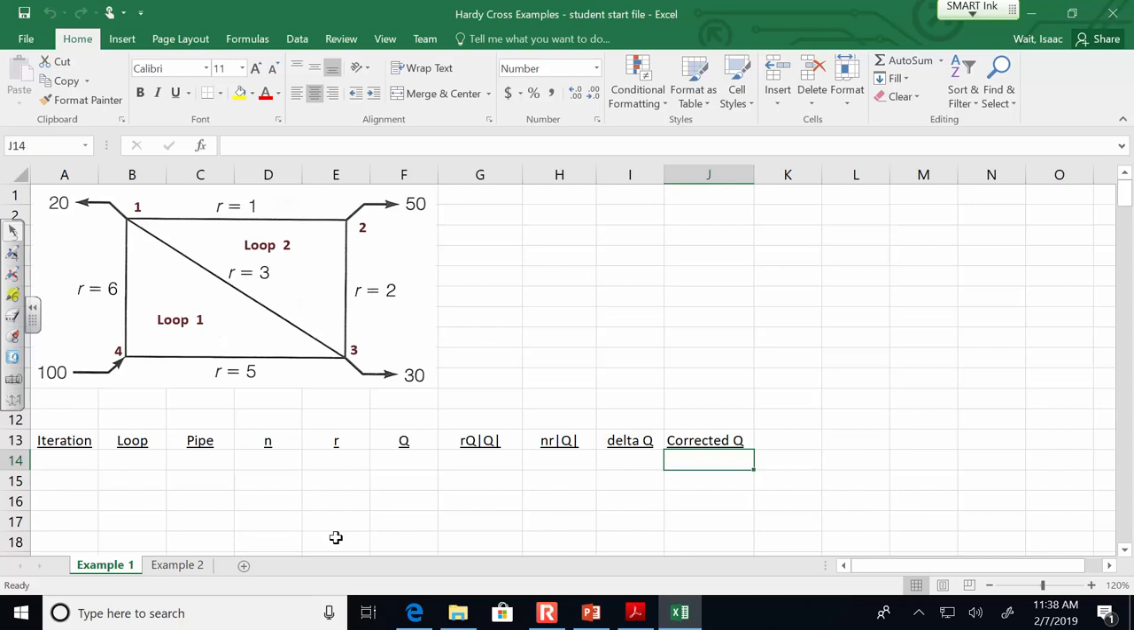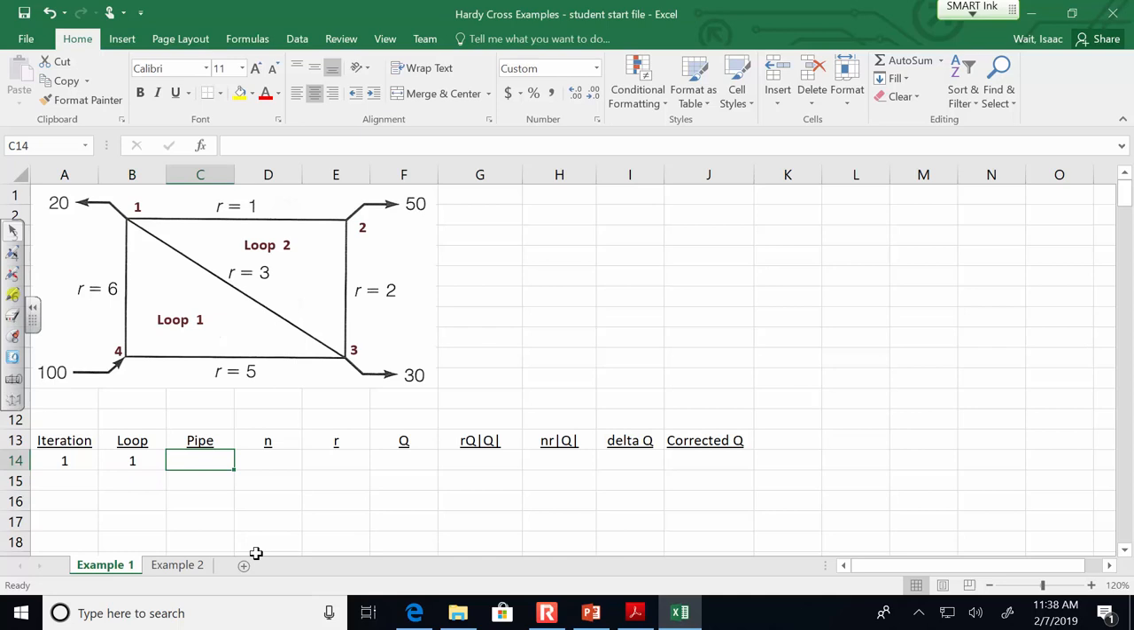And what we're going to be doing is translating the diagram into a table. We're on our first iteration right now, so we'll just type in the number 1 for our first iteration. You can see that I've labeled this bottom loop as loop 1 and the top one as loop 2. Let's begin by considering what's happening in loop 1.